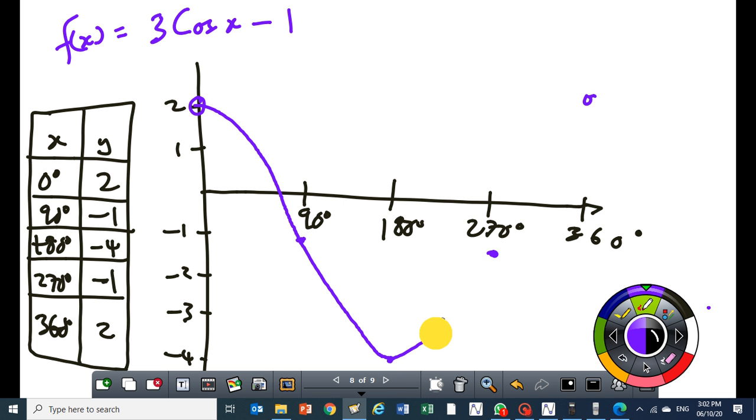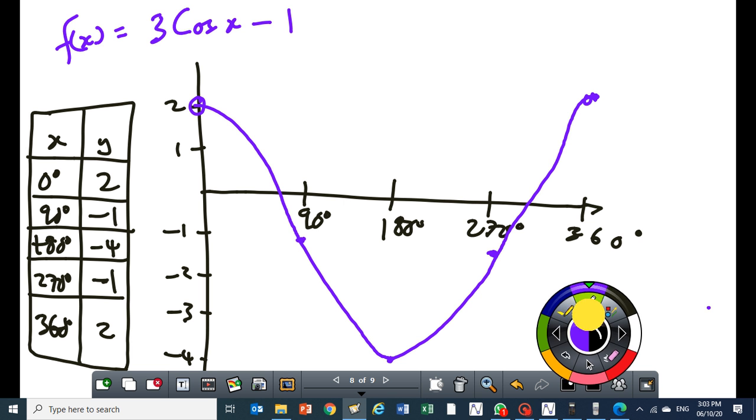Okay? It has to be a nice, smooth curve. So you must get something like that. Now you always get a mark for the shape. Right? Then the characteristics.